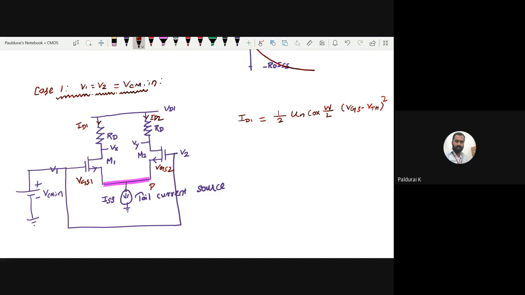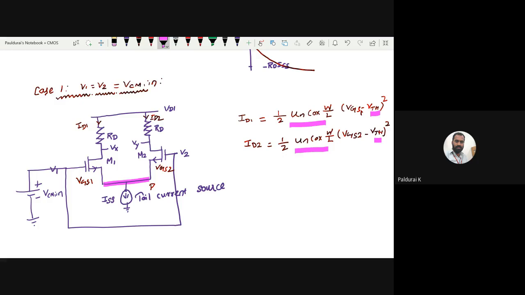So ID1, this one VGS1. Similarly, ID2, if you write, you will get half mu n Cox W over L times VGS2 minus VTH the whole square. Okay, we assumed both M1 and M2 have the same threshold voltage, same technology, right? Same mobility, same oxide thickness, same dimensions, right? We assumed. So VGS1, VGS2 alone will vary because it depends on the input voltage, right? So remaining everything is same.